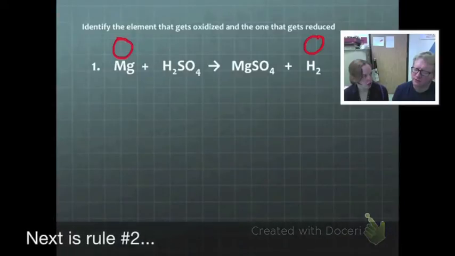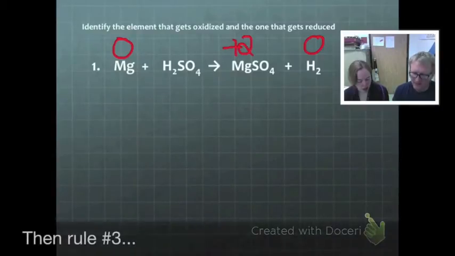The next rule down was to assign the oxidation number by the periodic table. So we're going to look at the charges on our metal. That means my metal is magnesium. Magnesium on the periodic table is in group 2, so it is +2.